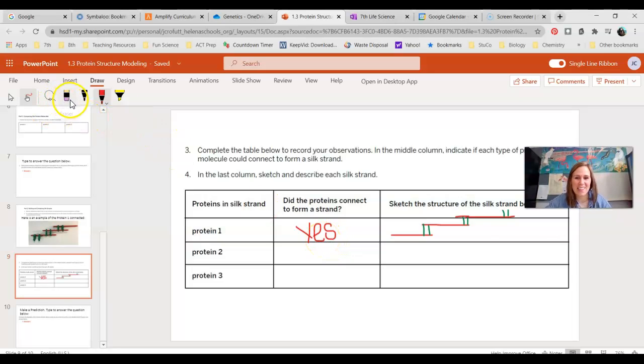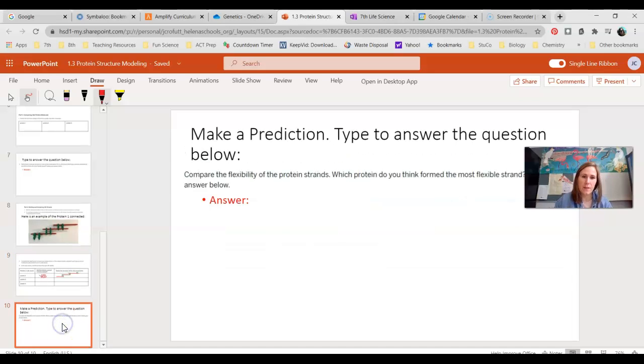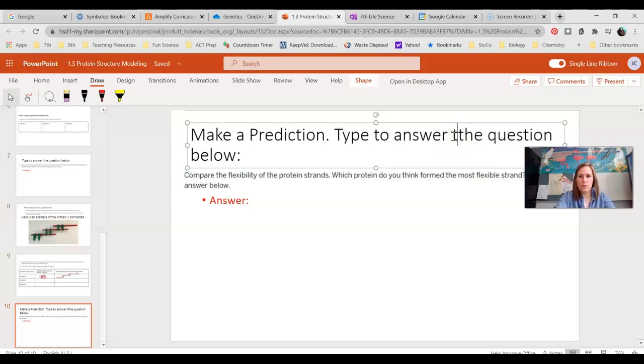All right, so anyway, that's your answer there. And then what do you think protein 2 and protein 3 would look like? Again, you aren't actually in class to use this, so just make a prediction. And then it says here, finally, make a prediction. Type the answer to the question below. So I need to move my cursor to the question below.